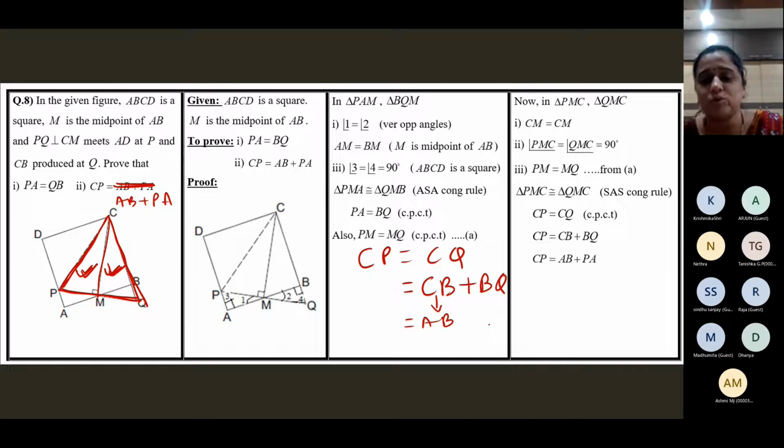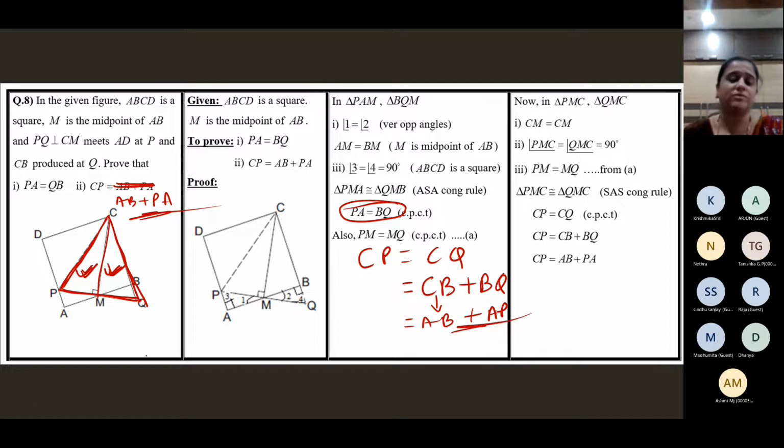Now, we have already proved that BQ is equal to AP. So we can replace BQ with AP. So that's how we prove that CP is equal to AB plus PA.